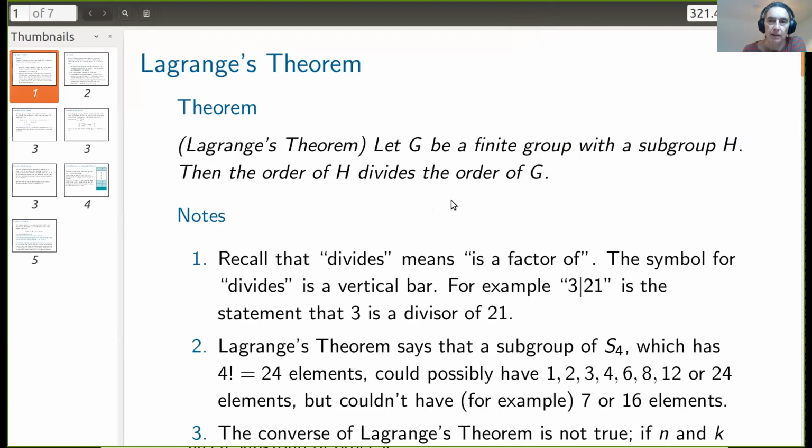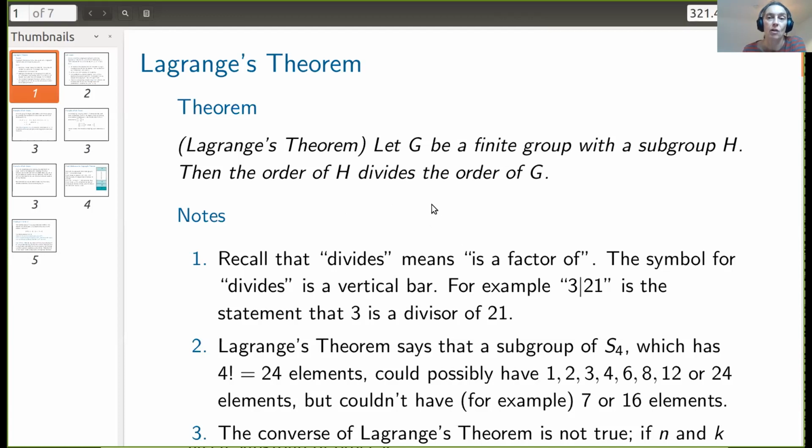So for example, Lagrange's theorem says that there's no point in looking for a subgroup of order 16 in a group of order 24, because there can't be one. 16 is not a divisor of 24. There's no point in looking for a subgroup of order 7 in a group of order 30, because 7 is not a divisor of 30. So that's Lagrange's theorem, and it's a really important piece of structural information about finite groups.